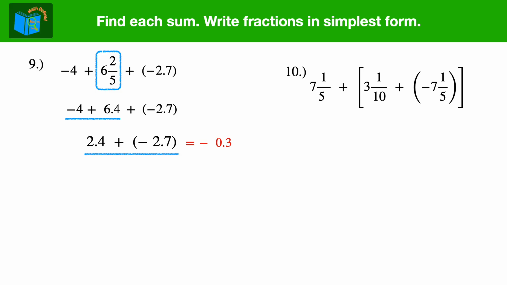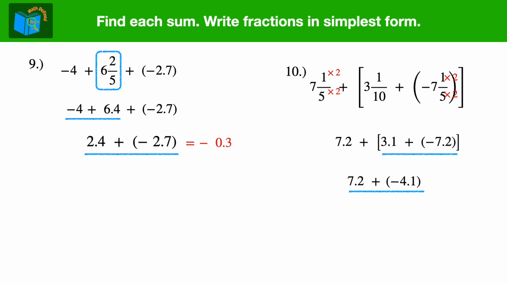We can follow the same process for problem number 10. Let's convert all three of these mixed numbers into decimals. Following order of operations, we'll add the decimal numbers inside the grouping bracket first to get negative 4 and 1/10. Then adding positive 7 and 2/10 to negative 4 and 1/10 gives us positive 3 and 1/10. See, these problems weren't so tricky after all.